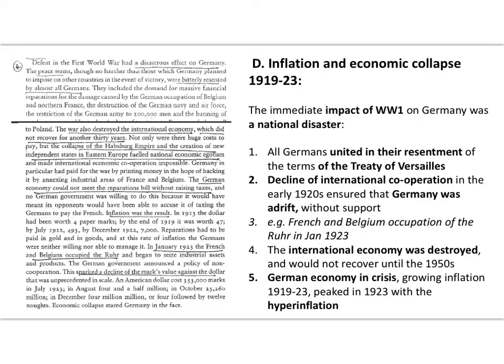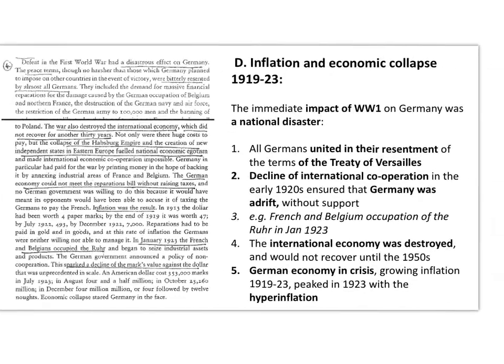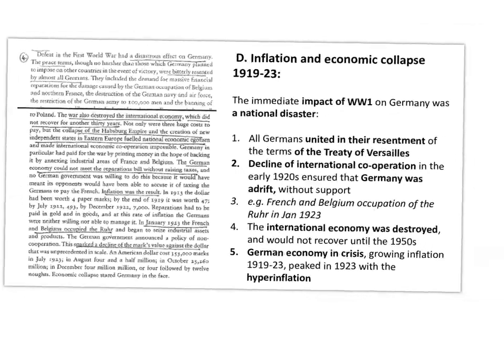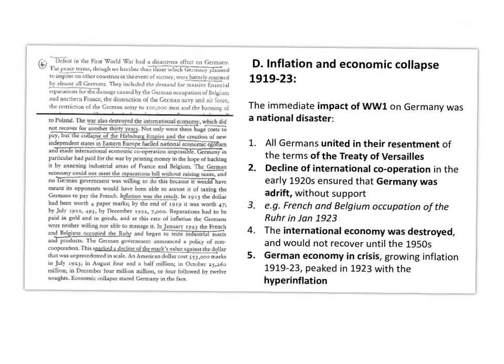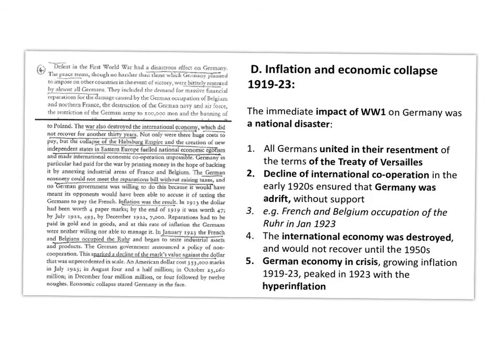So that's another point that Evans makes in this particular paragraph, and it was only one paragraph. It's paragraph 4, so you can map those points across to the paragraph, but there they are. So national disaster, 1919 to 23 was a time of national disaster. It's where World War I had its immediate impact. So the Treaty of Versailles united Germans in their resentment.